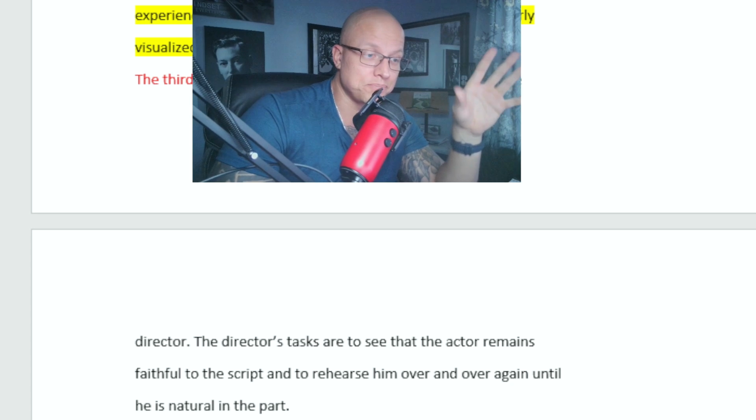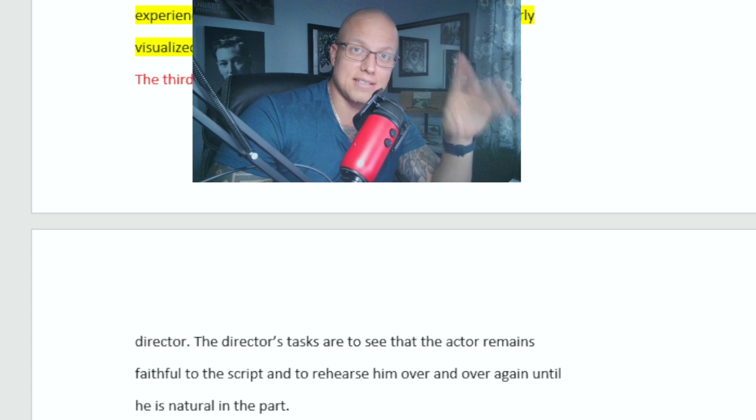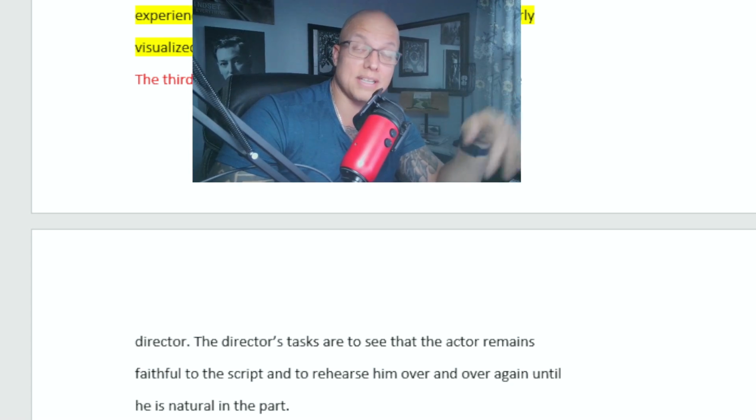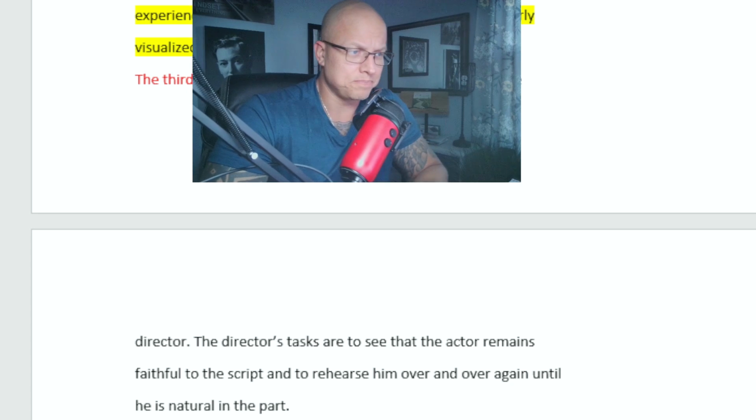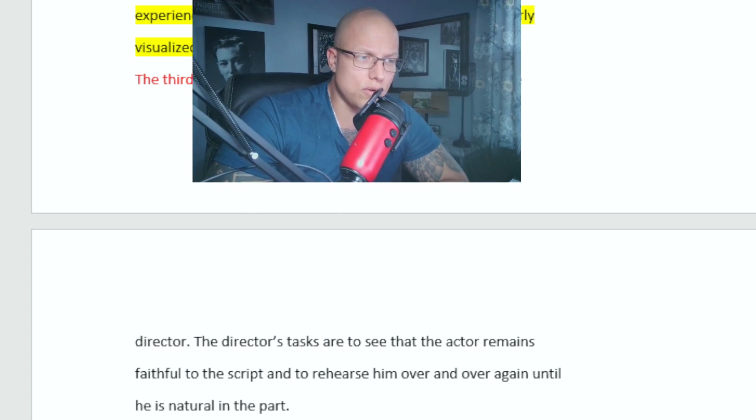Like if you've ever seen a movie behind the scenes, the director's always, "Nope, we're redoing it. Nope, do it again. Nope, cut. That's it. Nope. Okay, that's good. Keep doing it." Keep running him through the actual movie, the play. You're running him through the play until he gets it right. So you're the director now, okay? You rehearse the actor over and over again.